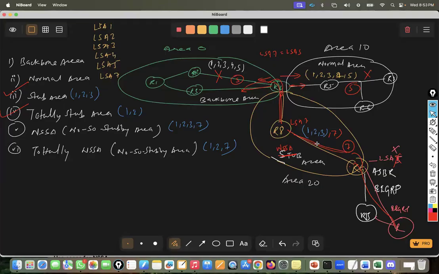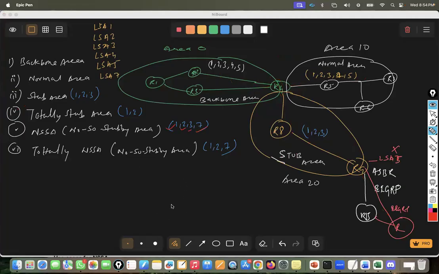So the NSSA area is a special area which is used to advertise any external route as an LSA 7, and then further, when it goes into a different area, it is going to translate it as an LSA 5. So in NSSA, we are going to allow all of 1, 2, 3, and 7.